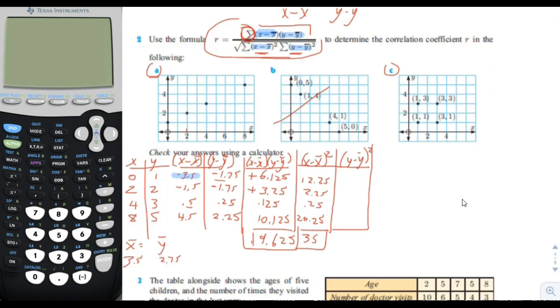For example, negative 1.75 squared is equal to 3.0625. And the next one is also negative 1.75 squared, 3.0625. Don't need to do that in the calculator again. Then 0.25 squared is 0.0625. Last of all, 2.25 squared, which is 5.0625.